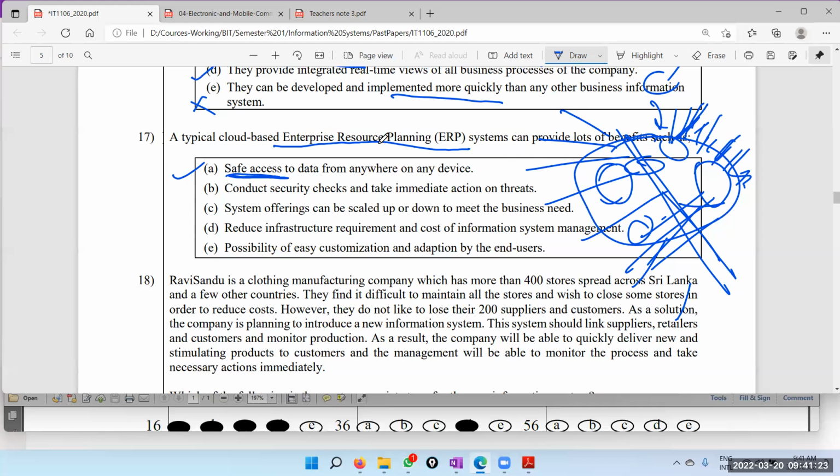So these can be debatable, but if you take the majority, from anywhere, any device, I will take that. Conduct security checks and take immediate actions on threats. So that is in a way right, because now it's in the cloud. They are experts in their systems and security, because they can provide that expert support, because it's not only your ERP, other ERPs are also there, right? So I will say yes.